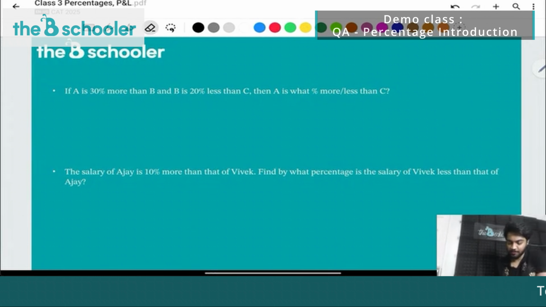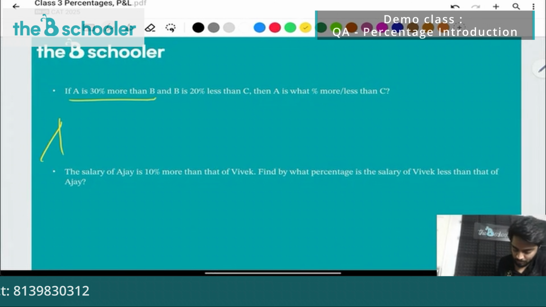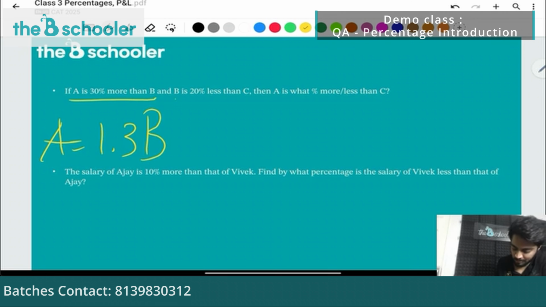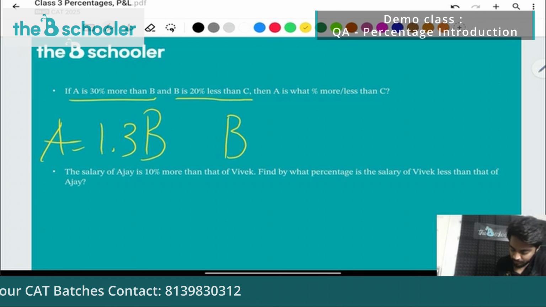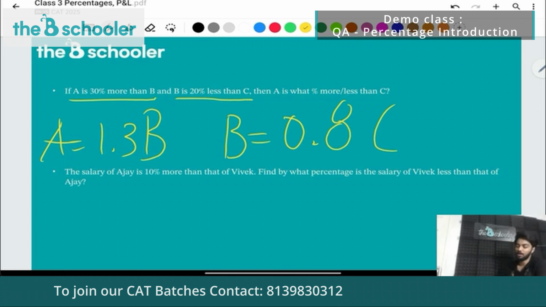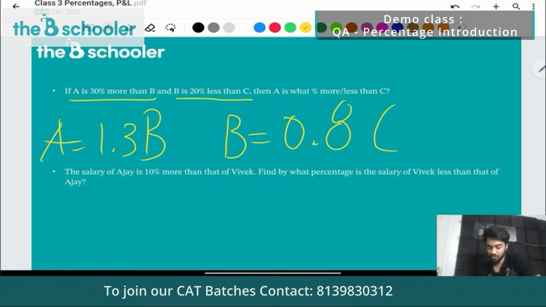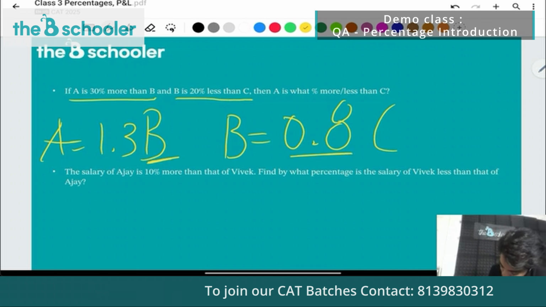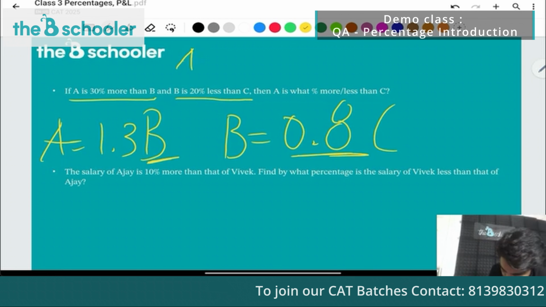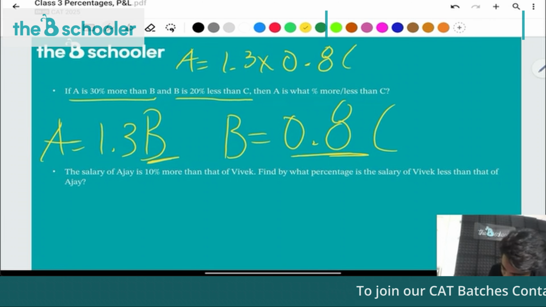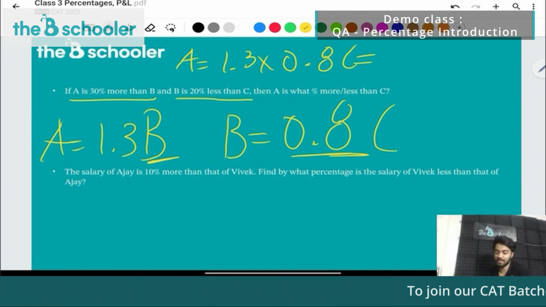Okay, so what I was saying is A is 30% more than B. The moment you read this, you write it as A is equal to 1.3 B. Now, next information that is given is B is 20% less than C. That means B is equal to 0.8 C. Clear? What is told? A is what percent more or less than C. So you have to compare A and C. That means substitute for B is equal to 0.8 C here. So you get A is equal to 1.3 into 0.8 C. So 1.3 into 0.8, that is 13 into 8.